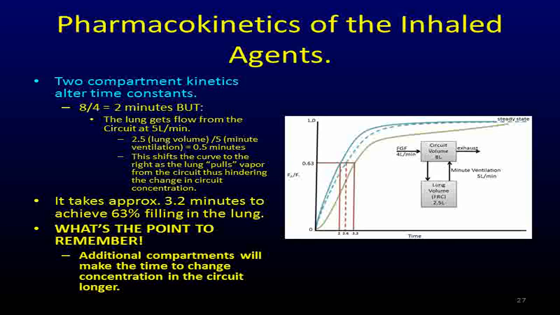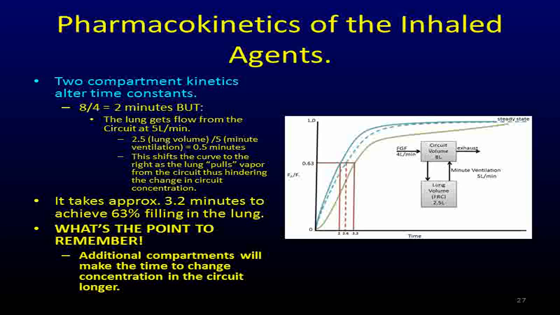So we have one MAC, right? We have an amount in the circuit that is going to put 50% of the people to sleep or keep them from moving. How long, in this example, until that patient reaches a concentration in the lungs that is 2%? Because the circuit's already filled. So 30 seconds times 5 is 2.5 minutes for that patient to, quote unquote, fill their lungs up.